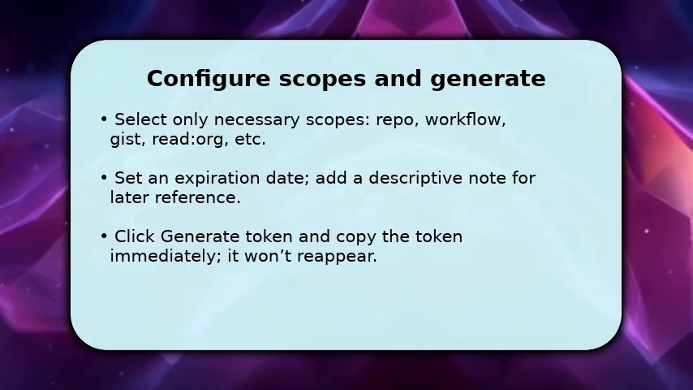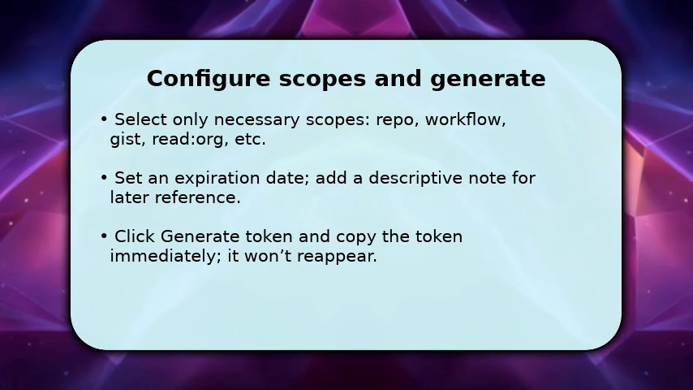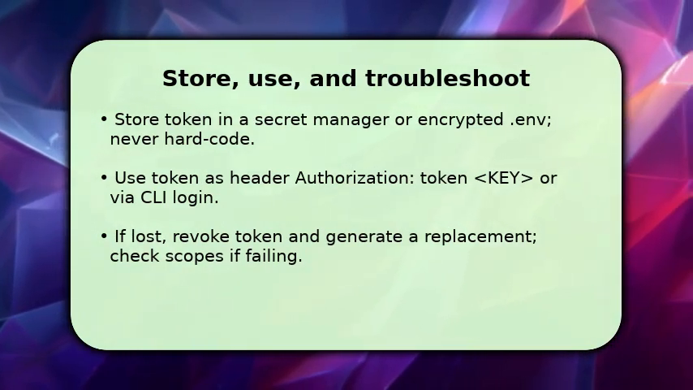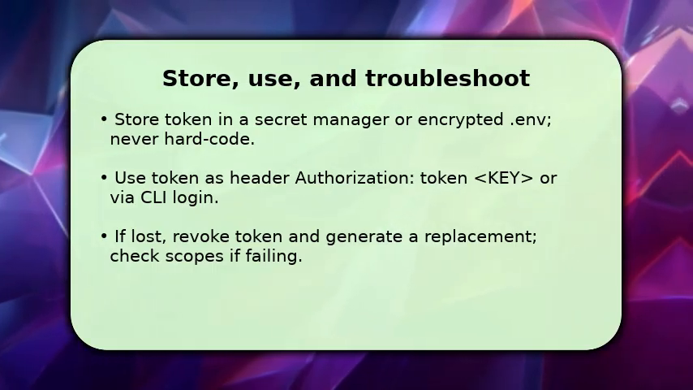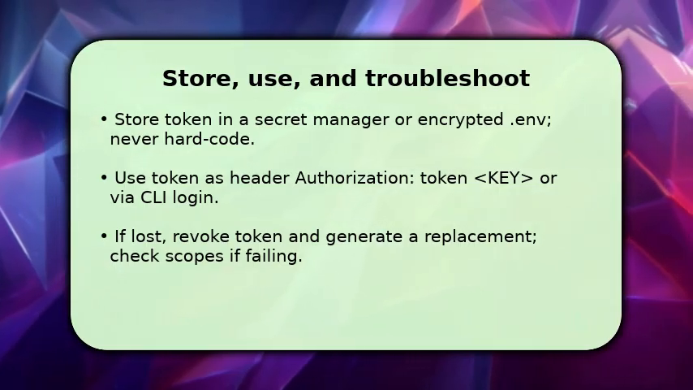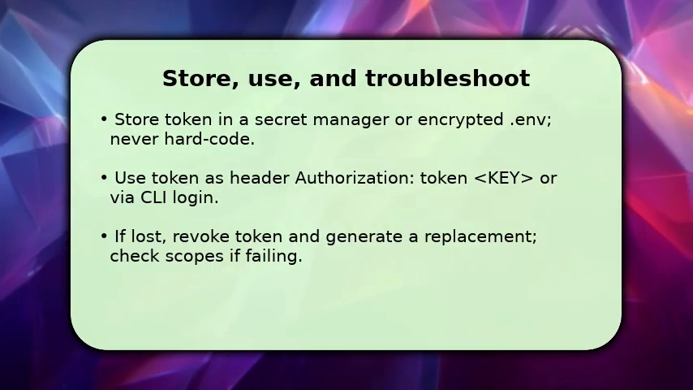Once saved, integrate it into your CLI or CI secrets, or finally, store the token securely in a secret manager, encrypted file, or environment variable. Never commit it to code. Use it in requests with the authorization header or configure your GitHub CLI to authenticate. Once done, test a simple API call to confirm permissions.